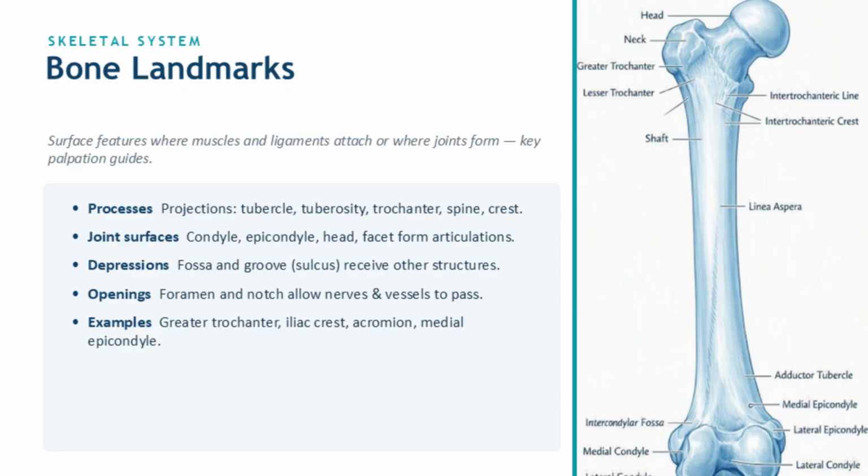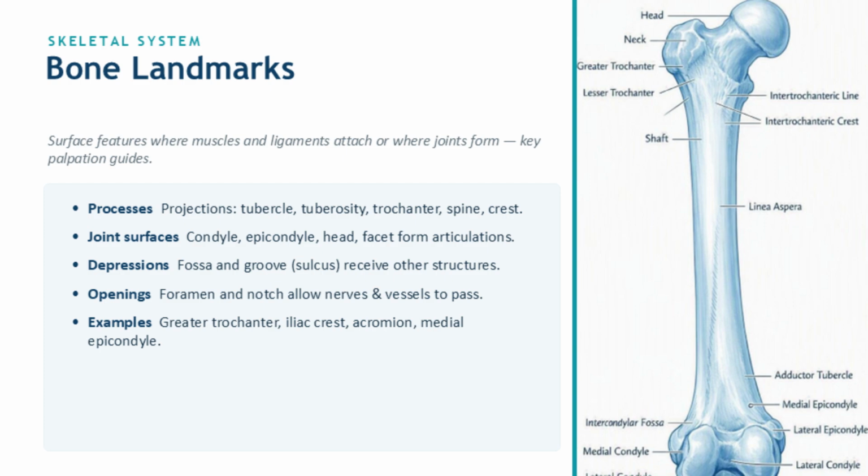Bone landmarks. Bone landmarks are the surface features found throughout the skeleton. These landmarks serve as attachment points for muscles and ligaments or form important parts of joints. For massage therapists, these landmarks are valuable because many can be located through palpation. They help us orient ourselves when assessing posture, muscle tension, and movement patterns. Processes, tubercles, tuberosities, crests, and spines are examples of projections that provide attachment sites for soft tissues. Condyles, heads, and facets help form joints.